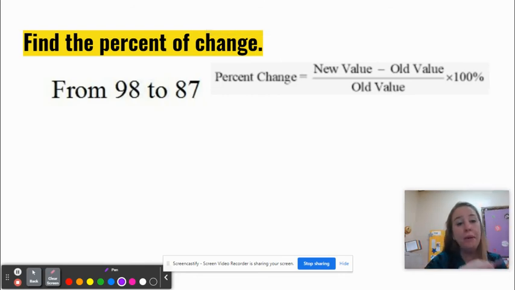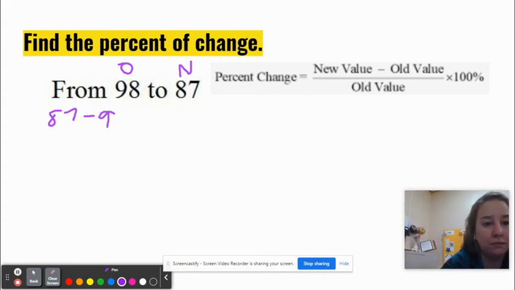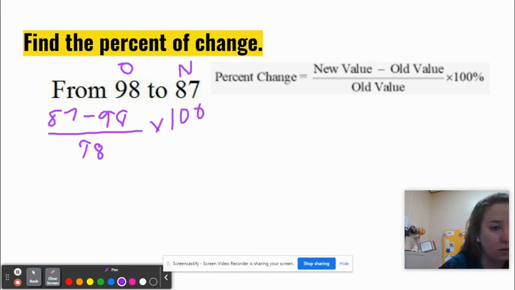Okay, it went from 98, so that was your original or old price, to 87, which is your new price. So let's calculate this percent of change. We have our new minus original, over our original, times 100. So break that calculator out. 87 minus 98 is negative 11. Negative 11 divided by 98.